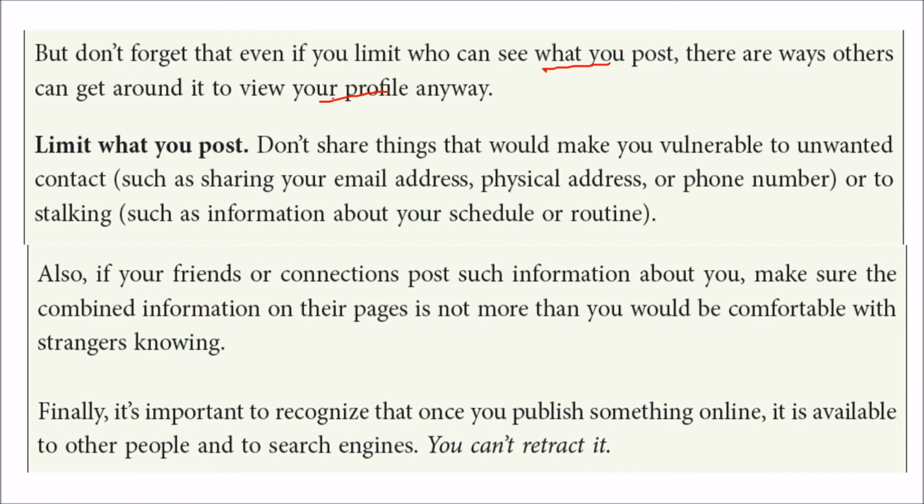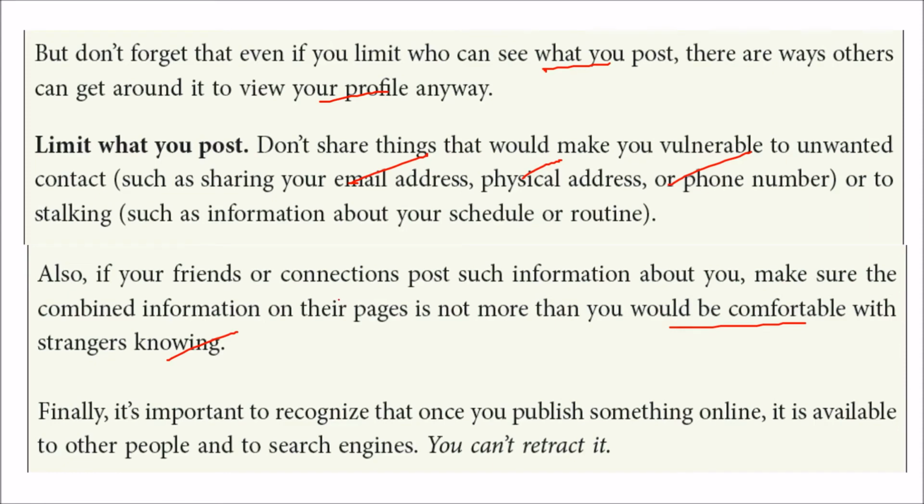This is also important. Don't share things that would make you vulnerable to unwanted contacts, like your email address, physical address, phone number, or stalking. Also, if your friends or connections post such information about you, make sure the combined information on their page is not more than you would be comfortable with strangers knowing, like tagging you every time in posts. There are some friends who do that.